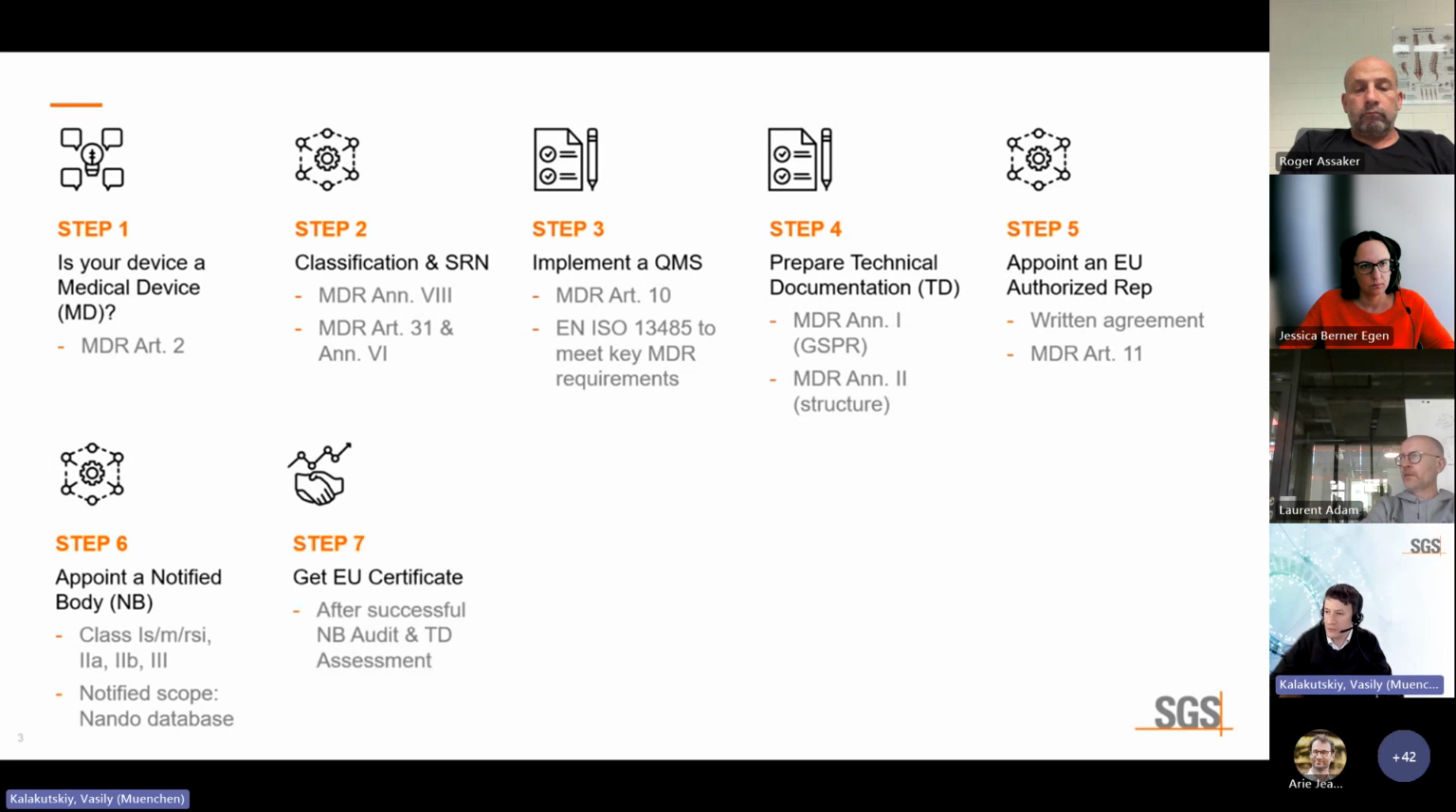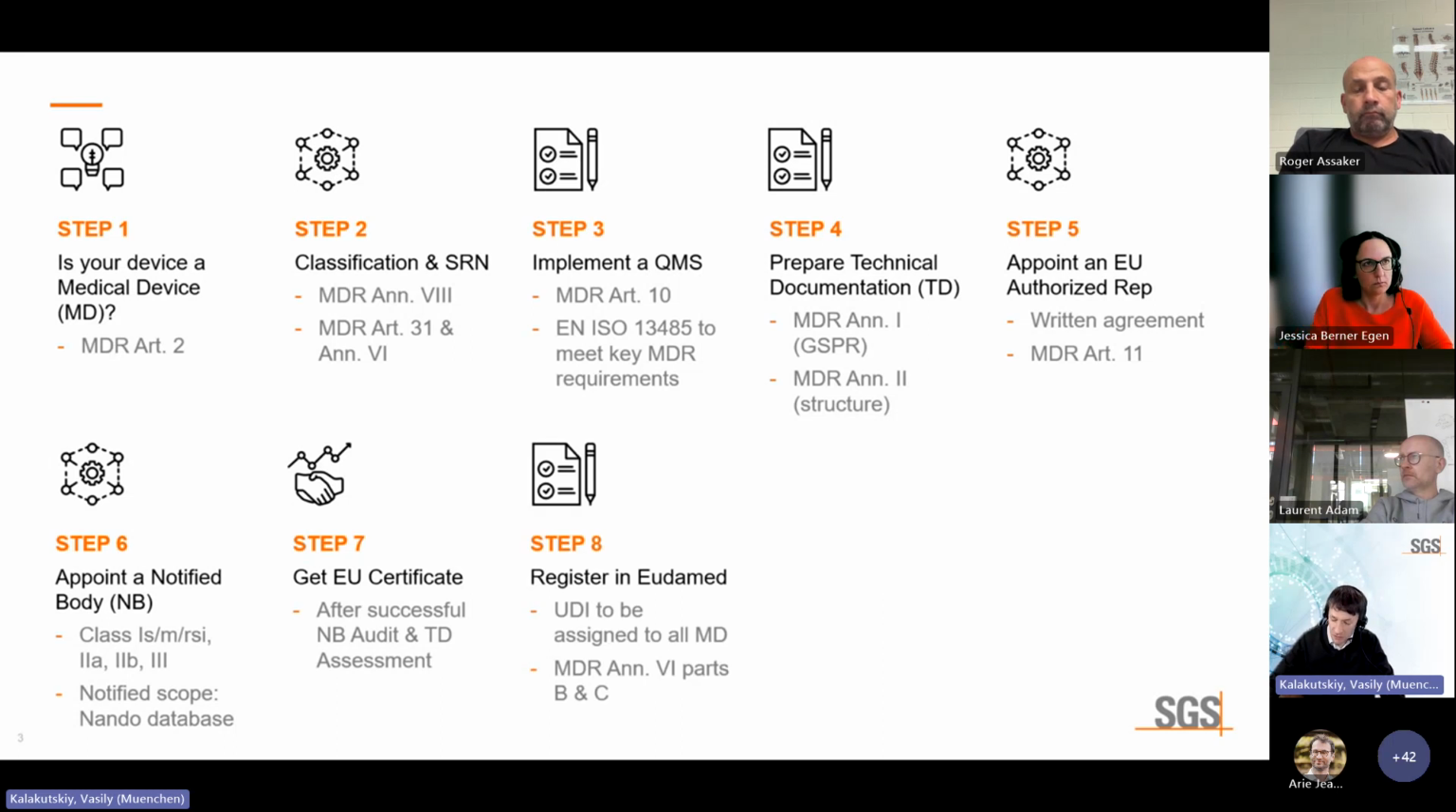you are going to appoint for your product. Step number 7, getting the certificate. This step is achieved after the notified body performs the audit of your company and does the assessment of technical documentation. And it is not the end. Step 8 is registration in EUDAMED. It's the data bank that contains all the information, the big book of everything, that still has to be ramped up and made to work properly.